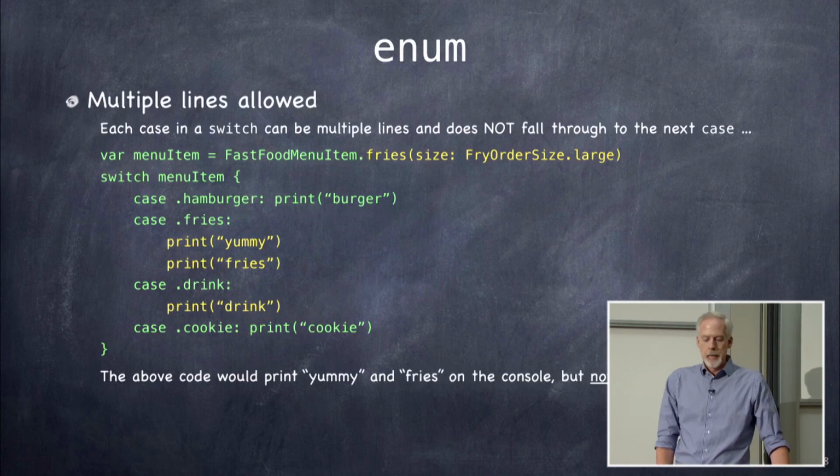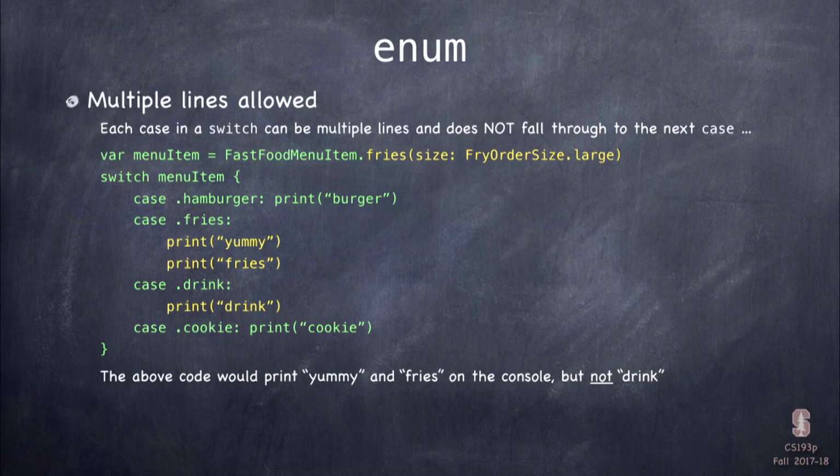All right, multiple lines. I just wanted to make it clear that multiple lines of code are allowed. It doesn't have to be one line. That was just because I'm on slides here, trying to make everything fit. And there's no fall through. So in this case, I've got fries. You see up there at the top, large fries there. And so this code would print out yummy fries, and that's it. So I have multiple lines of code in there under fries, 2 lines of code, and it does not fall through and do drink like in other languages. In C, things fall through in switch, but they don't fall through here.